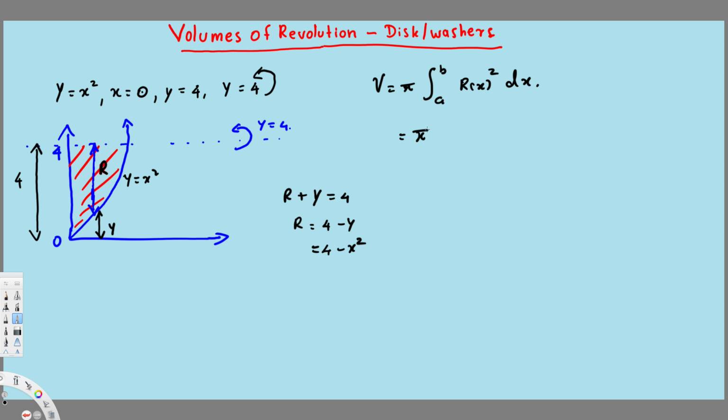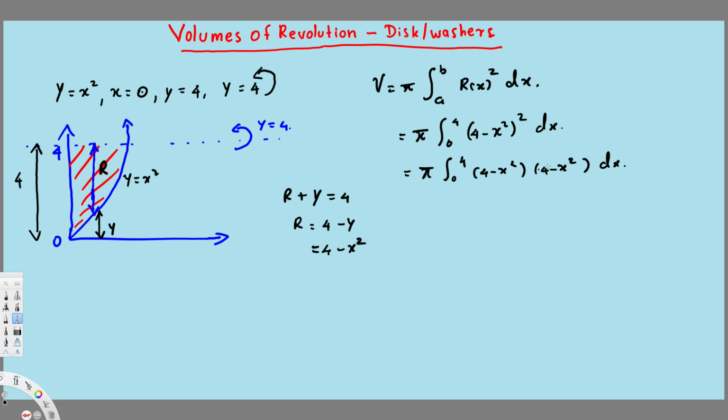So this is going to be pi, integral from 0 to 4. Now we can replace this r with this value. This is going to be 4 minus x square, all squared, dx. So we can expand this one and multiply this. If we expand it, this is going to be pi, 0 to 4, 4 minus x square times 4 minus x square dx.